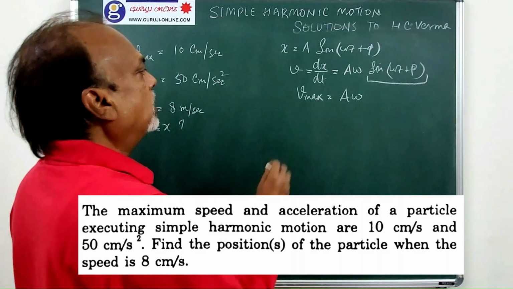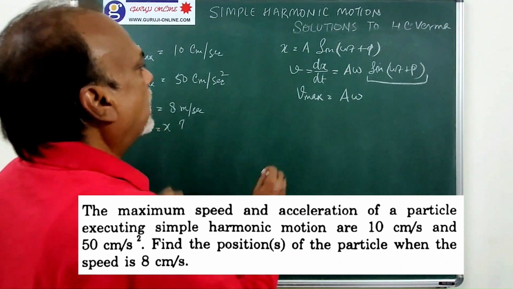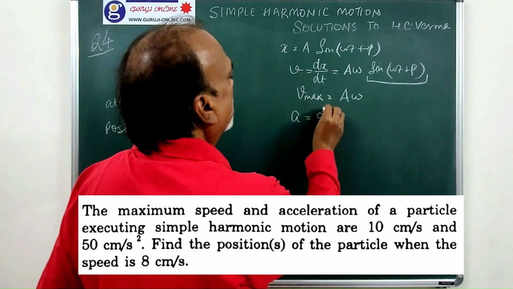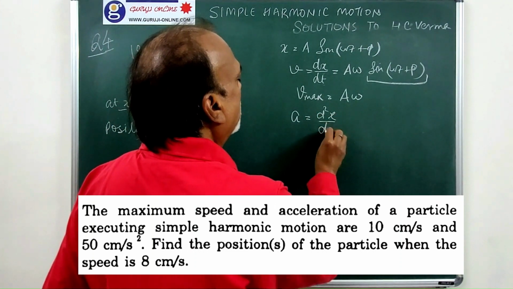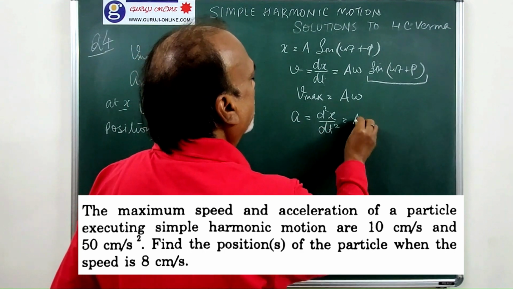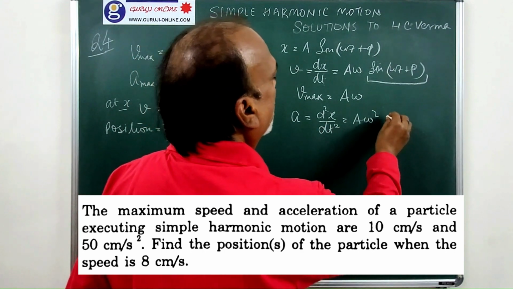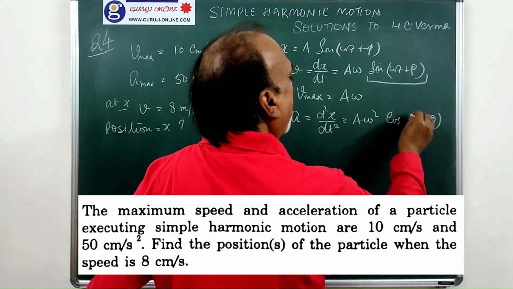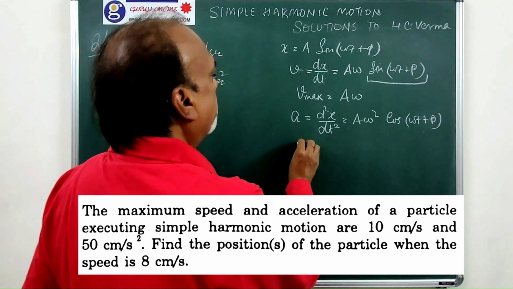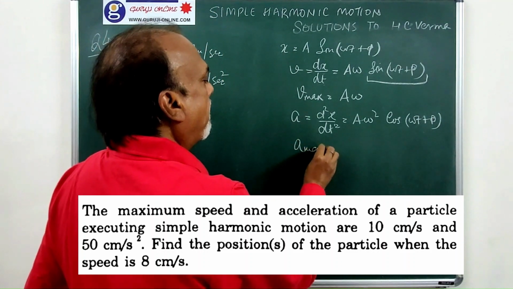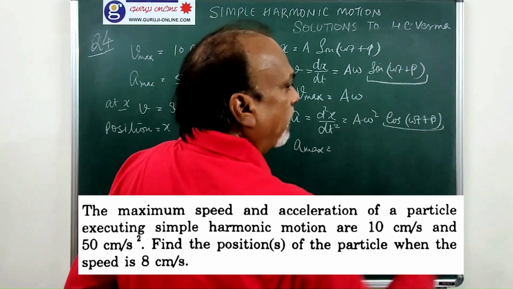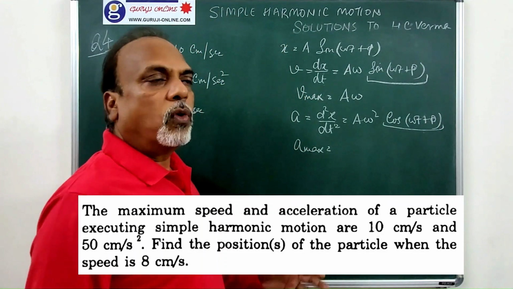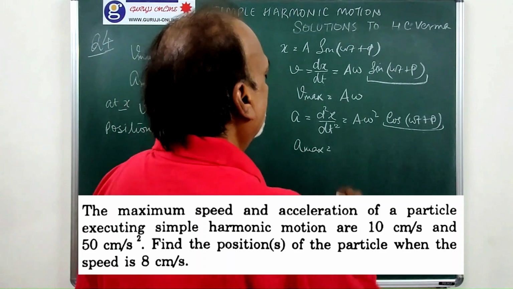Likewise, what is acceleration? Acceleration is nothing but d square x upon dt square, and this will be nothing but minus A omega square sine omega t plus phi. Now acceleration will be maximum when this factor will have value one, because we know the maximum value of the sine function is one. So A max will be A omega square.